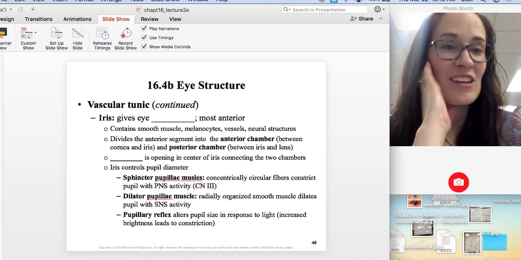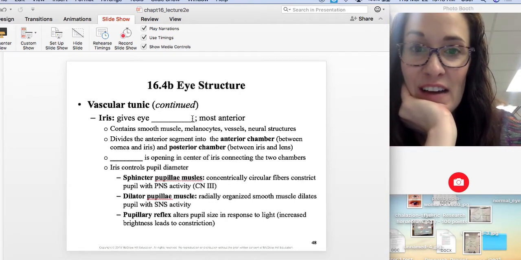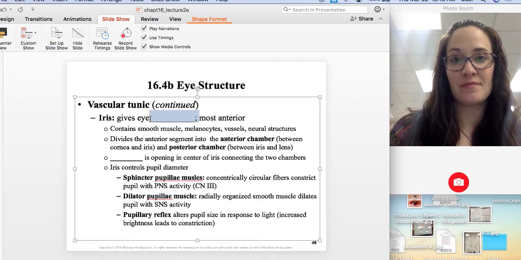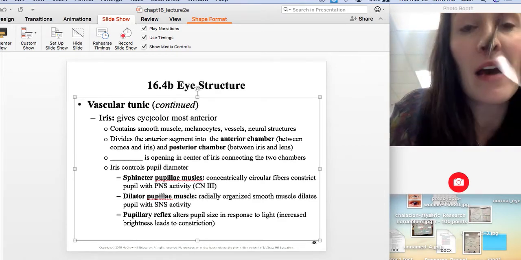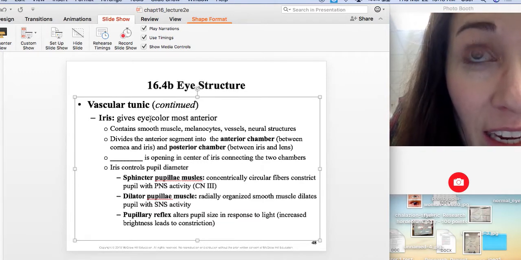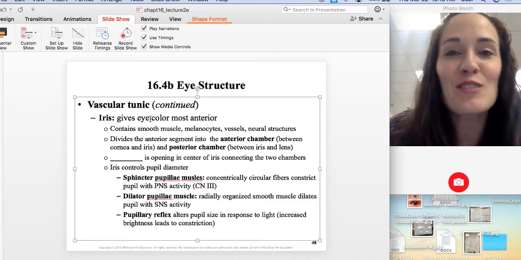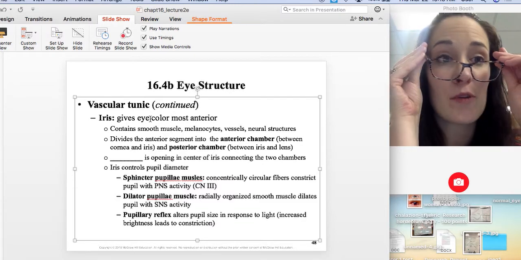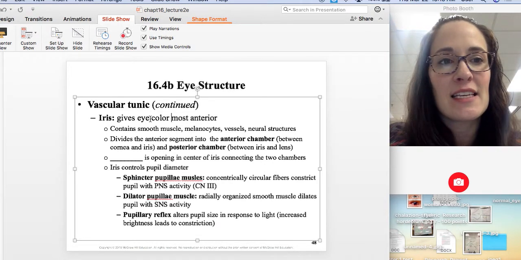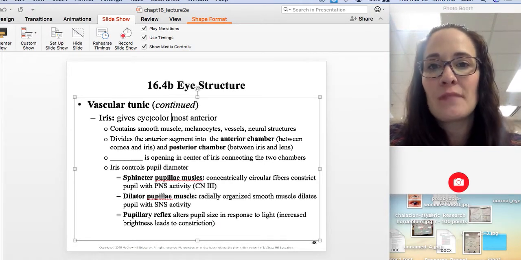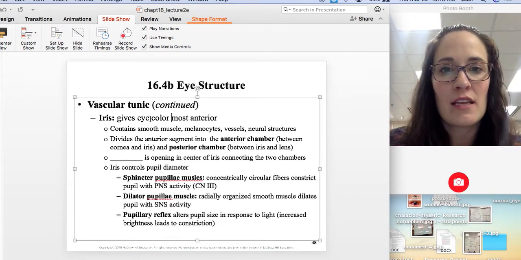The iris, also in that middle layer, is a muscle also, and it gives your eye its color. And it's the most anterior. You can see that my iris is green or hazel. Your iris contains smooth muscle that can cause your pupil to get smaller or to get larger. It also contains melanocytes that give your eye its specific color. And it divides the anterior segment and the posterior chamber.